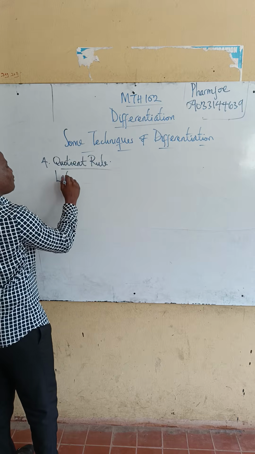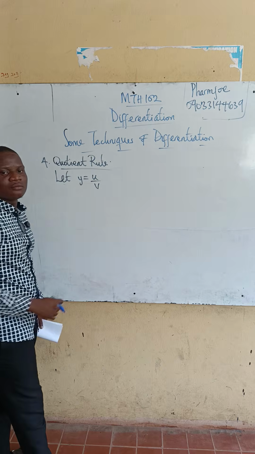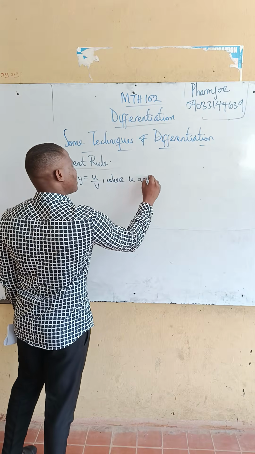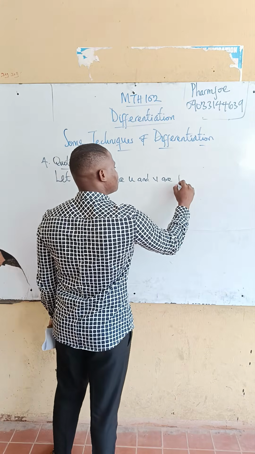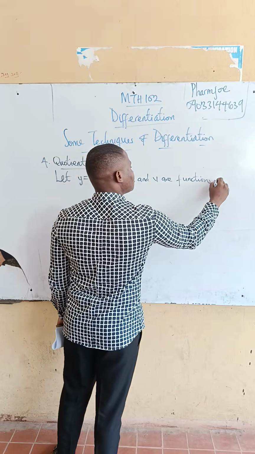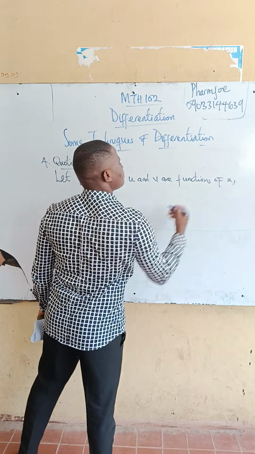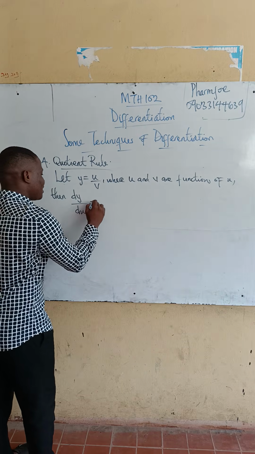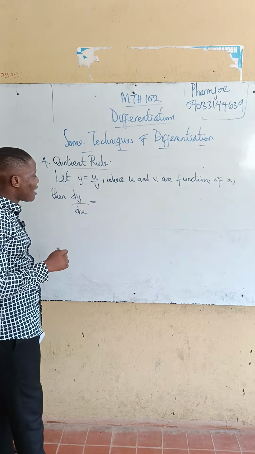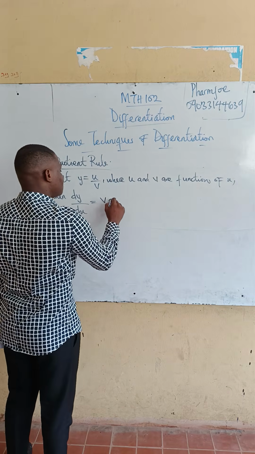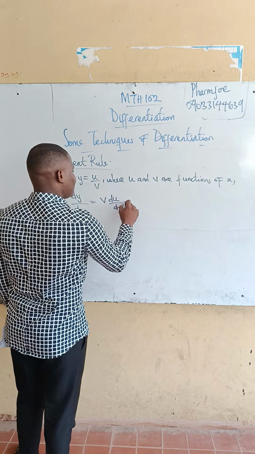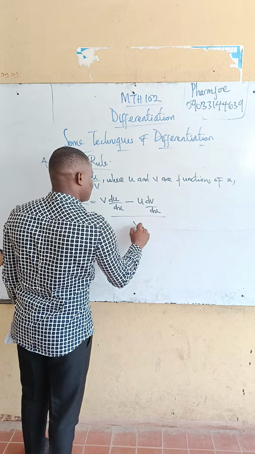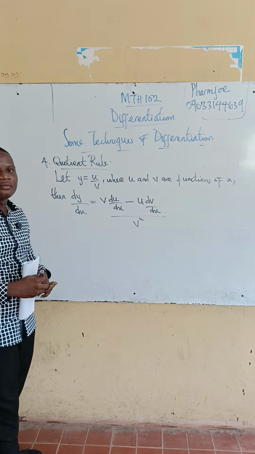But here now, let's assume we have y equals u over v, now in fraction form, where u and v are functions of x. They are also functions of x. Then what will now be my dy/dx? In this case, my dy/dx should be (v du/dx minus u dv/dx) over v squared. This is a formula you want to master for the quotient rule.